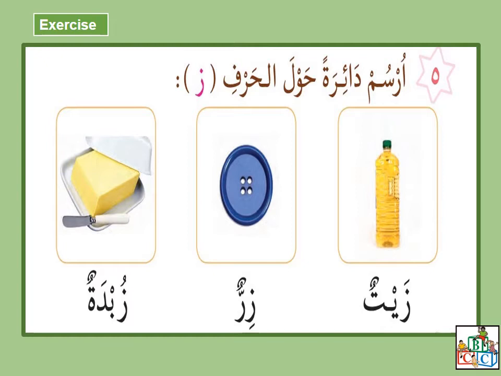So you have seen the za in all these words. They are all in the beginning, and the first one has a fatha, the second one has a kasra, and the third one has a dhamma. Let's do the reading again. Zaytun, oil, Zirun, button, Zubdatun, butter. So have you circled the letter Z?